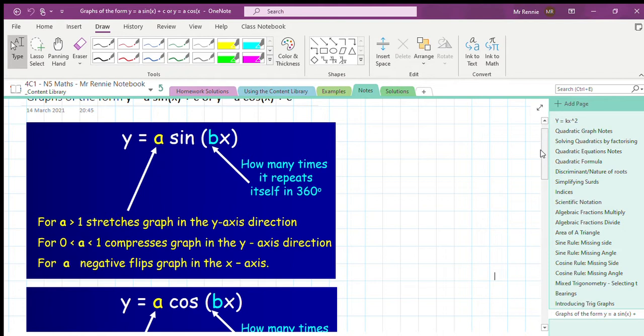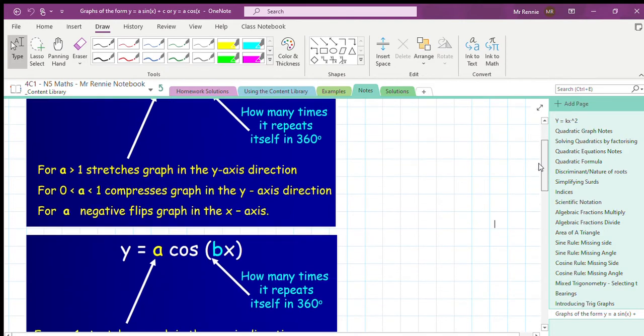The b value, which is next to the x, tells us how many times this graph repeats itself in 360. The normal graph y equals sin x or y equals cos x just has one complete cycle in the gap between 0 and 360. However, if we have sin 2x or sin 3x or cos 3x or cos 4x, then it will repeat itself 3 or 4 times. So if it's cos 3x, we're going to have 3 cos graphs in the space of 0 and 360. You should have seen these in previous lessons and been practicing them.